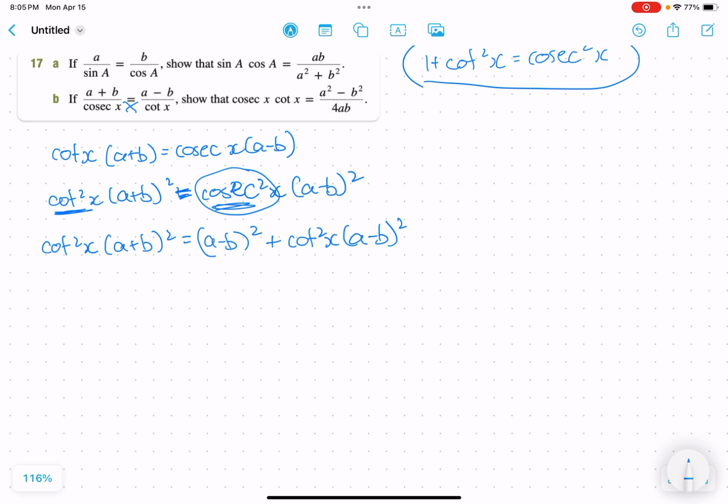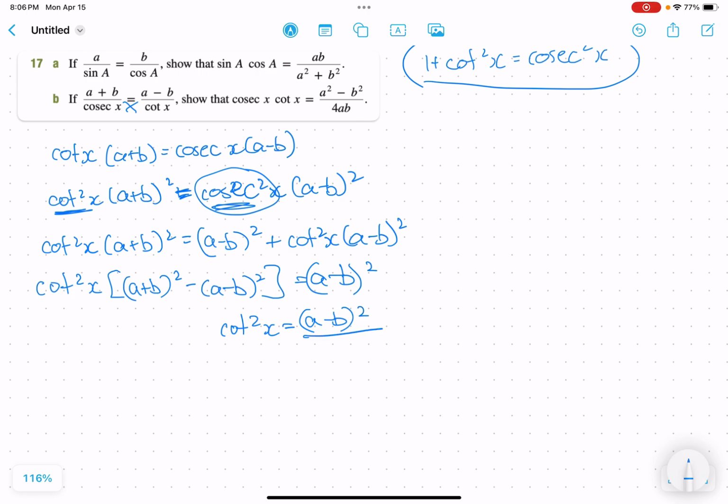So if I put all the cot squareds on this side and factorise by cot squared, I've got my a plus b squared, and I'm going to subtract my a minus b squared. That leaves me with a minus b all squared. So cot squared x is equal to a minus b all squared.